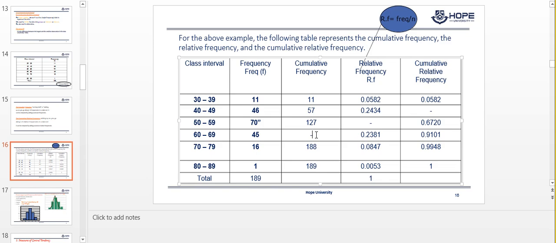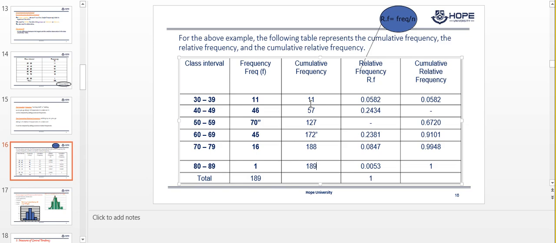Also, this is the missing one in cumulative frequency. We should add this to this, so 127 plus 45, we have 172. And in the same way, 172 plus 16, we have 188. 188 plus 1, we have 189. So we add up as long as we go down the frequency levels.